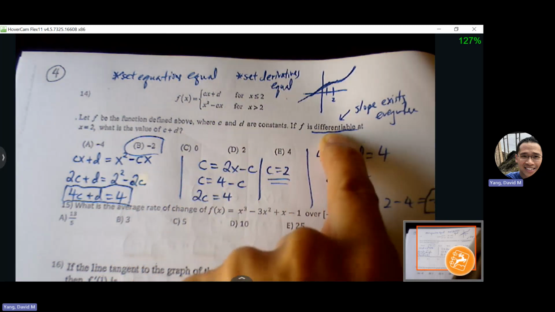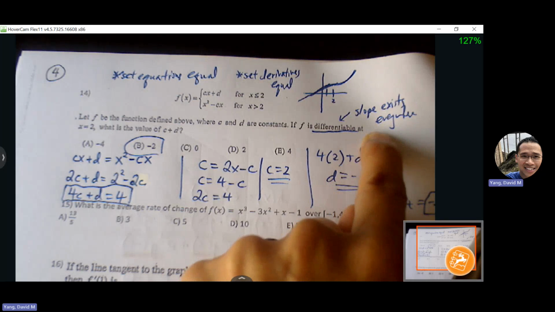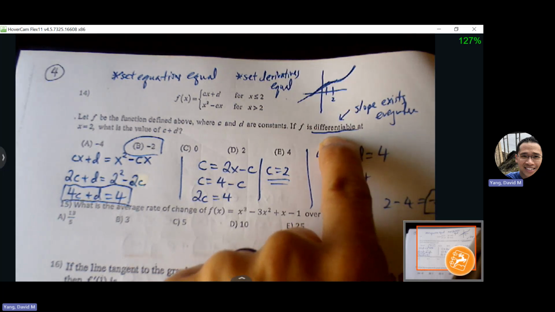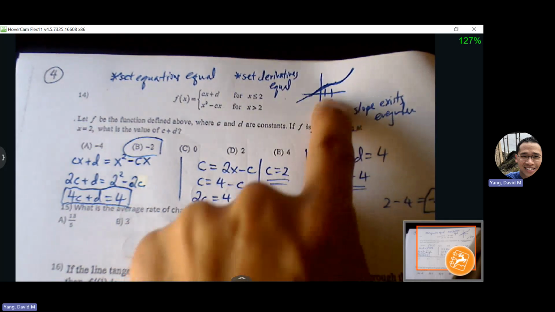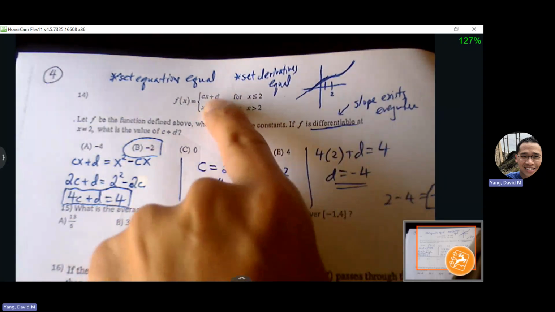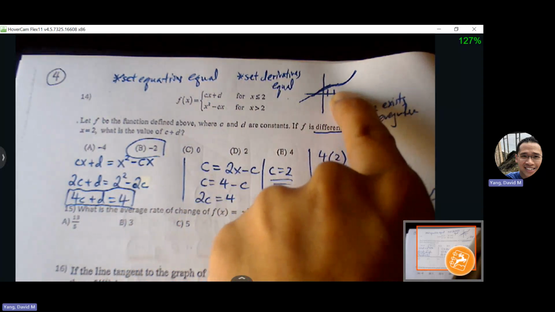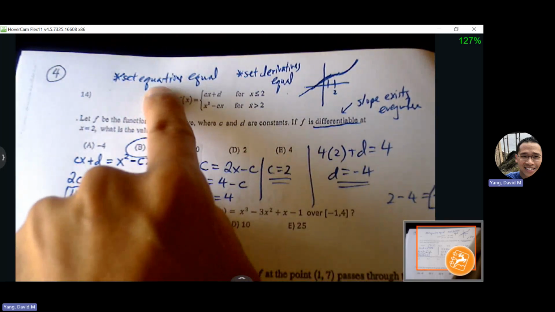It says f is differentiable. That means that the slope exists everywhere. If the slope exists everywhere, that also assumes that it's got to be continuous. So it's continuous and differentiable, even though they only say the word differentiable. What that means is that if it's continuous, these two branches must meet at 2 with the same y value. So we can set the equations equal to each other because we know that they must share the same y value at x equals 2.